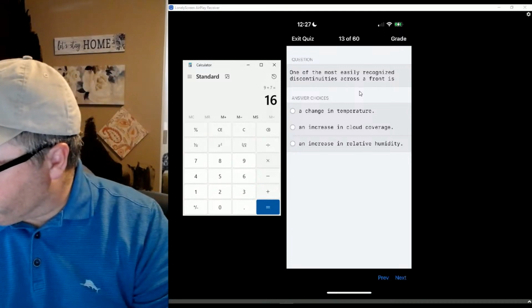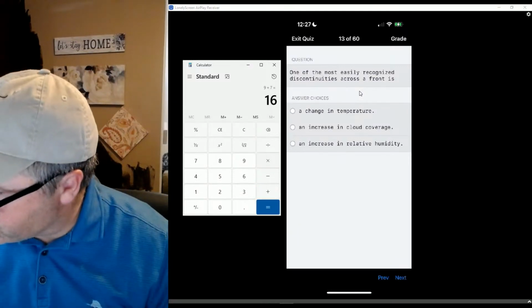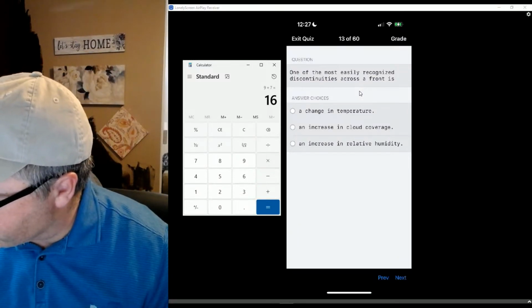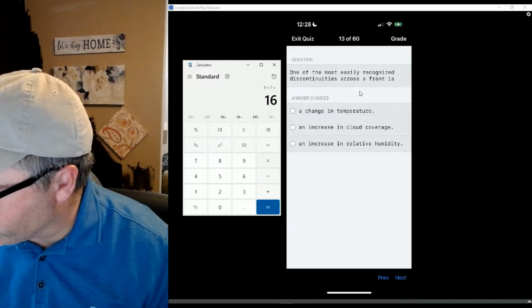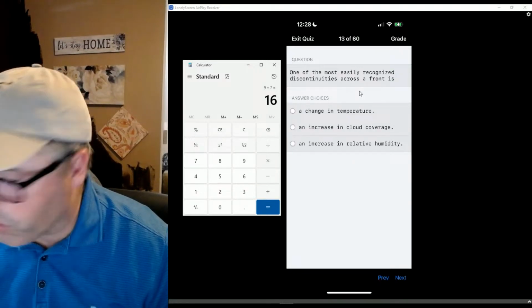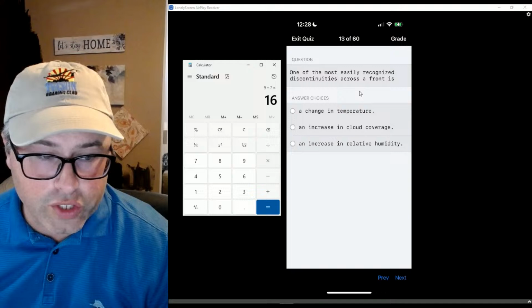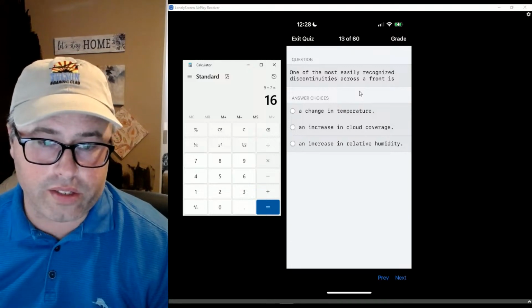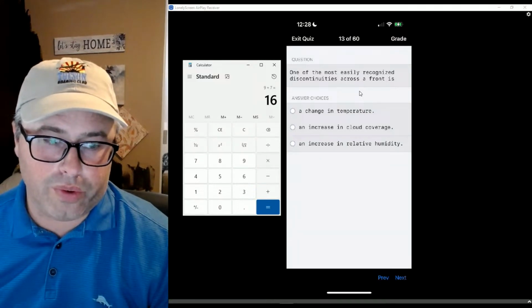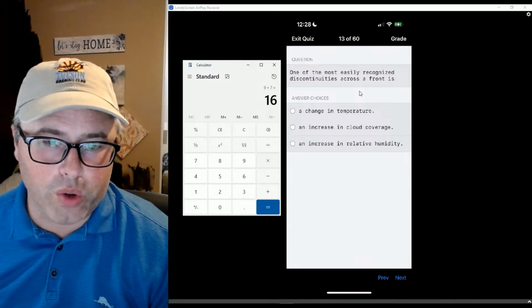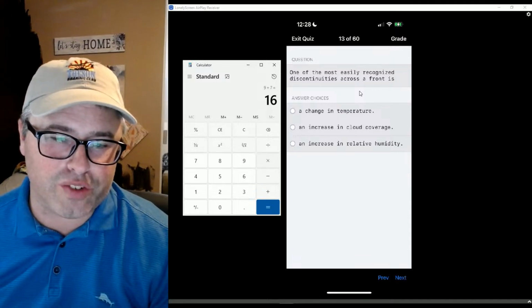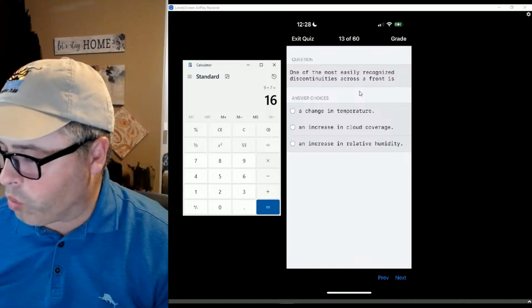One of the most easily recognized discontinuities across a front is a change in temperature, an increase in cloud coverage, or an increase in relative humidity. Okay, well, it's a front. What kind of fronts are there? There are warm fronts and cold fronts. That's what we mostly talk about. One of the most easily recognized discontinuities across the front is a change in temperature, going from warm to cold or cold to warm.